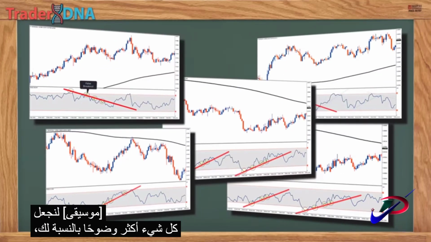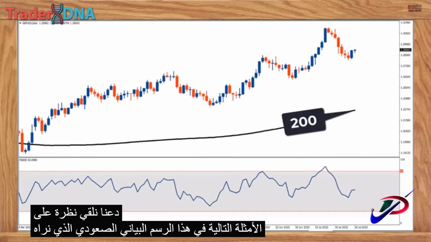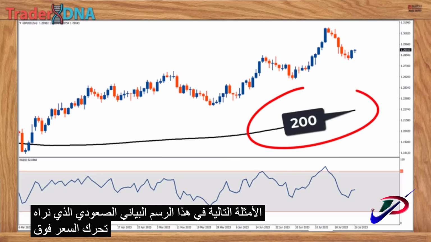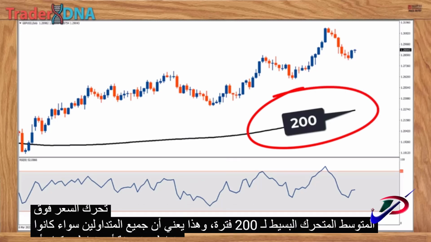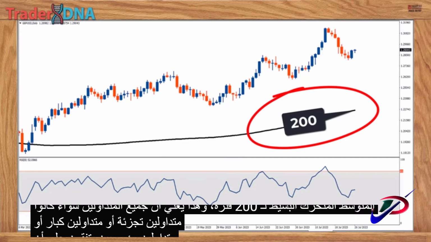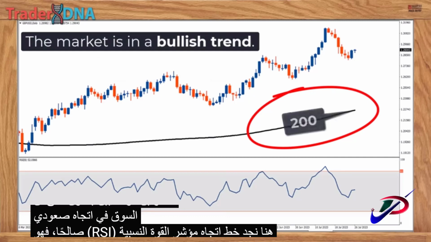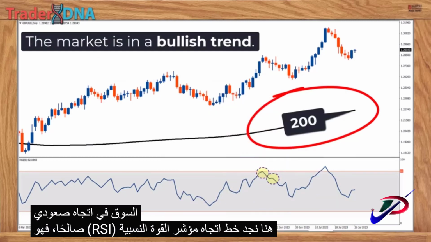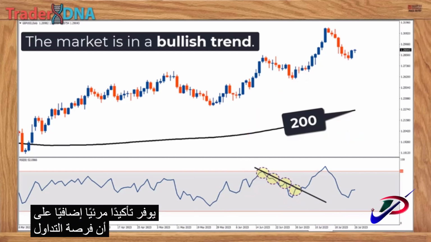Alright, let's make everything clearer for you. Let's take a look at the following examples. In this bullish chart, we see the price moving above the 200-period SMA. This means that all traders, whether retail traders, big traders, or institutional traders, agree that the market is in a bullish trend. Here, we find a valid RSI trendline. It provides additional visual confirmation that a trading opportunity is approaching.